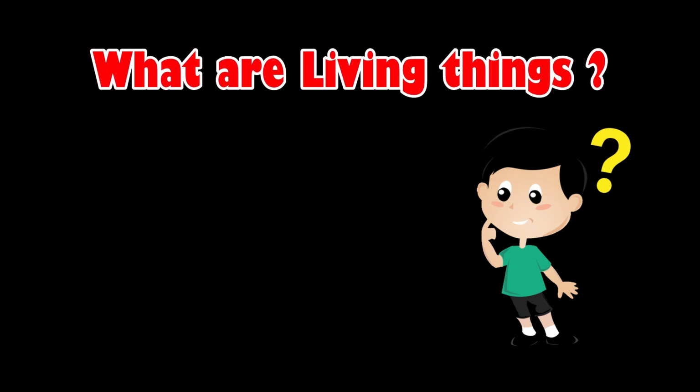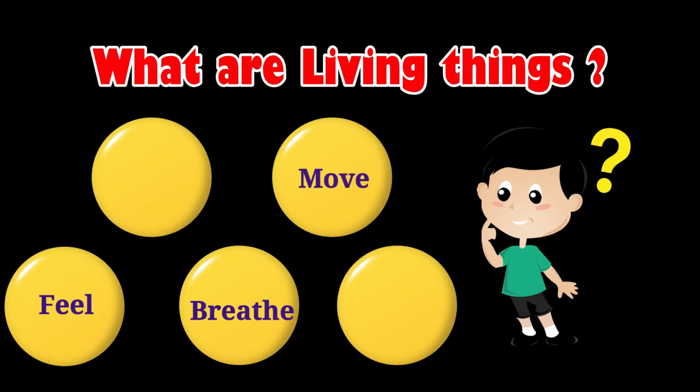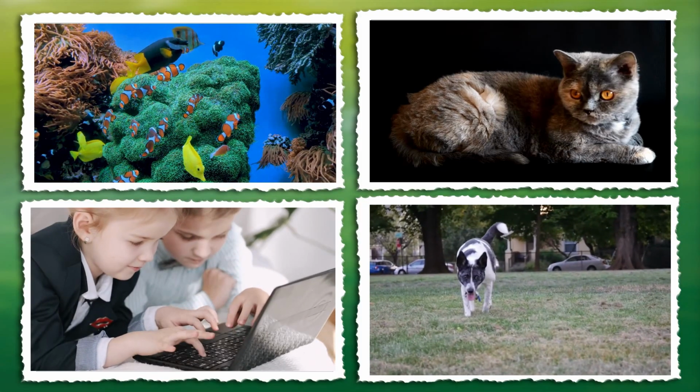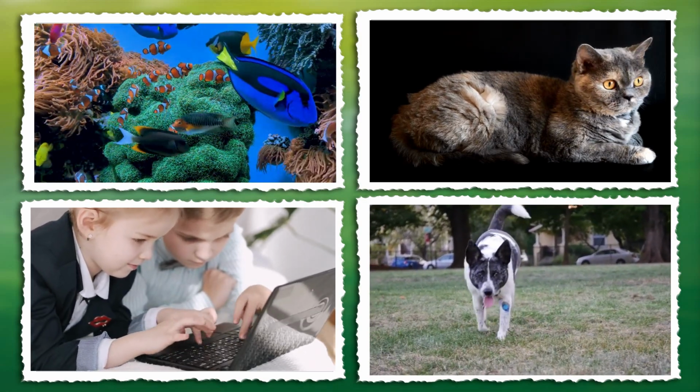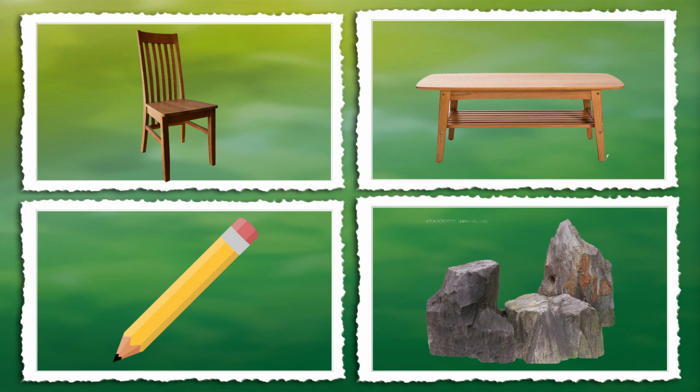Living things are the things that can breathe, feel, grow, move, and give birth to young ones. Example: dog, cat, human being, fish, etc. Things that cannot breathe, cannot feel, cannot grow, cannot move, and do not give birth to young ones are called non-living things. Example: stone, pencil, chair, table, etc.